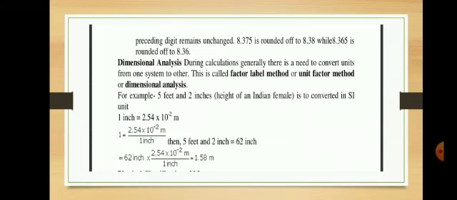Dimensional analysis. During calculations, generally there is a need to convert units from one system to other. This is called factor label method or unit factor method or dimensional analysis. For example, 5 feet and 2 inches, that is height of an Indian female, is to be converted into SI unit. 1 inch is equal to 2.54 into 10 power minus 2 meter. 1 is equal to 2.54 into 10 power minus 2 meter divided by 1 inch. Then 5 feet and 2 inch is equal to 62 inch, which is equal to 62 inch into 2.54 into 10 power minus 2 meter divided by 1 inch, which is equal to 1.58 meter.